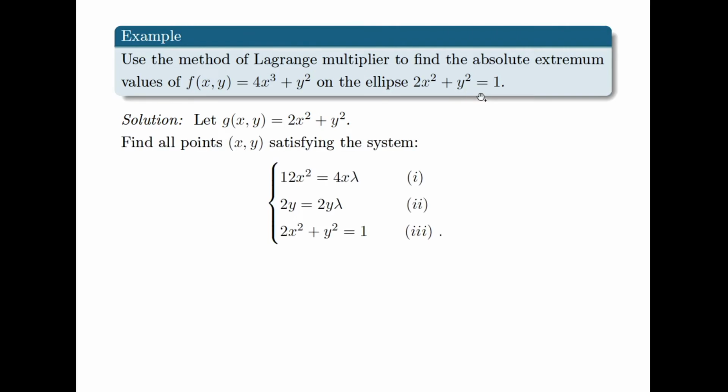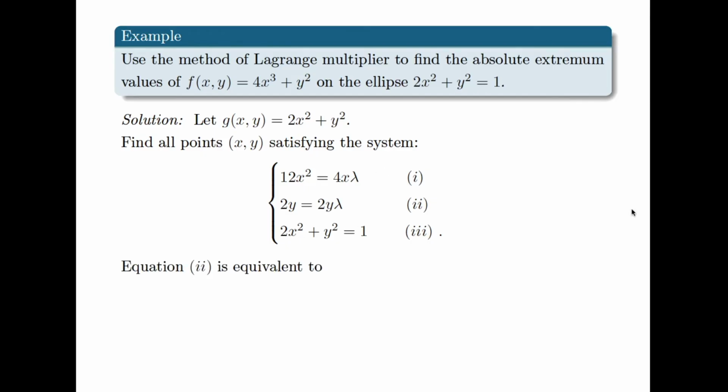Following the steps that we have enumerated earlier, the first step is to form this system of equations given by the partial derivative of f with respect to x, which is 12x squared, should be equal to the partial derivative of g with respect to x, which is 4x, times lambda. The second equation is the partial derivative of f with respect to y, which is 2y, should be equal to the partial derivative of g with respect to y, which is 2y times lambda. And the third equation is the constraint.